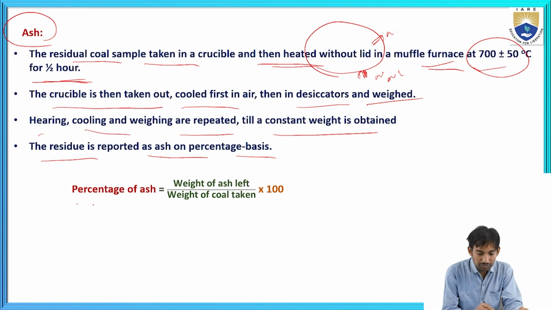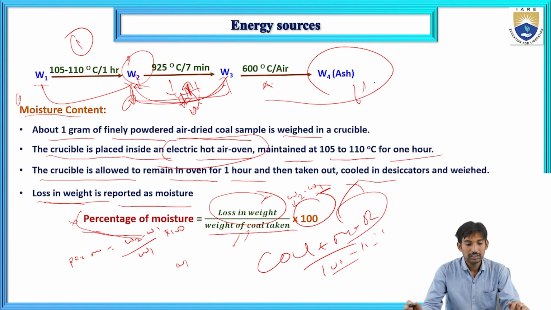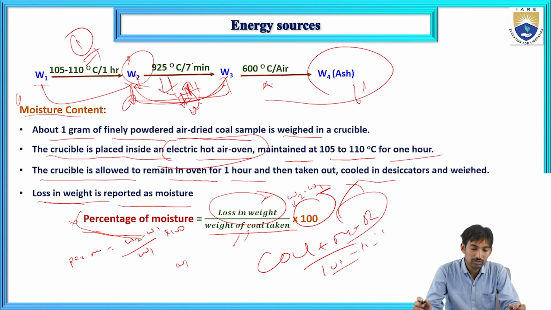The percentage of ash formula uses the weight of ash left. Finally, in the last step we get only the ash. In the first step, any moisture content present will be removed. In the next step, any volatile content present in the coal will be removed. In the third step, combustion takes place: all the elements present in the coal react with oxygen and form combustible products. The remaining non-combustible product, the ash, remains in the crucible. The last weight contains only the weight of the ash.